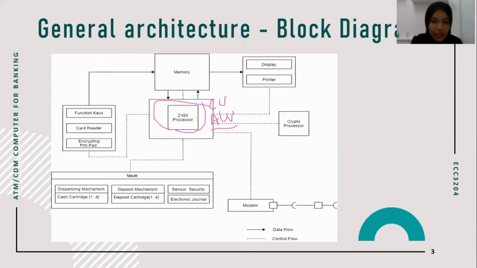the output unit. Additionally, we have input and output devices, which consist of function keys, card reader, and encryption PIN pad. For output, there is a display and printer. It is private and confidential, so we need a crypto processor. The crypto processor is in a package with multiple physical security guidelines. Its main function is as the keystone of a security subsystem for the ATM, which is really needed and suitable for the ATM. Next, we have the vault. The vault consists of restricted devices. The ATM is connected with the bank by using a modem for the bank staff to monitor the ATM system.